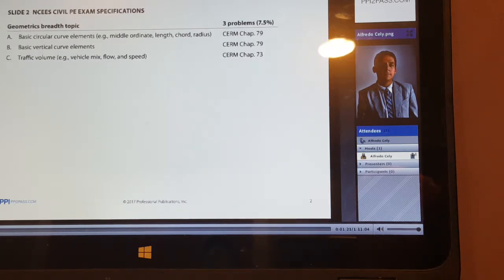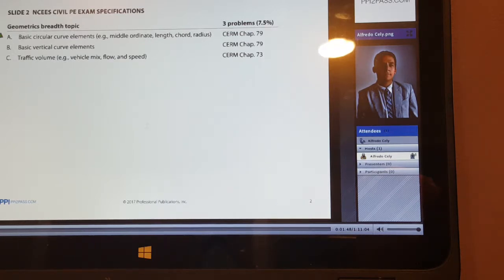So here on this slide, we see the specifications for the geometrics-based breadth topic. Now, you'll be tested on 3 problems in the P exam for geometrics, which is about 7.5% of the overall grade of the breadth portion of the exam. Now, on geometrics, you have 3 overall sub-concepts that are mentioned in the exam.